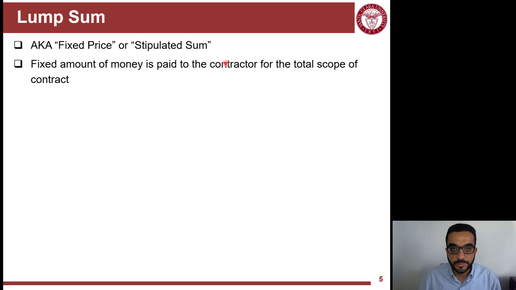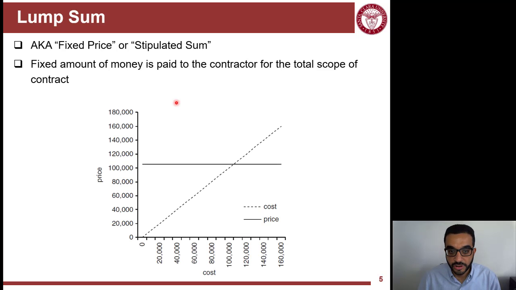The first one is the lump sum. People also call it stipulated sum or fixed price. It's just a fixed amount of money that's paid to the contractor for the total scope of the contract.